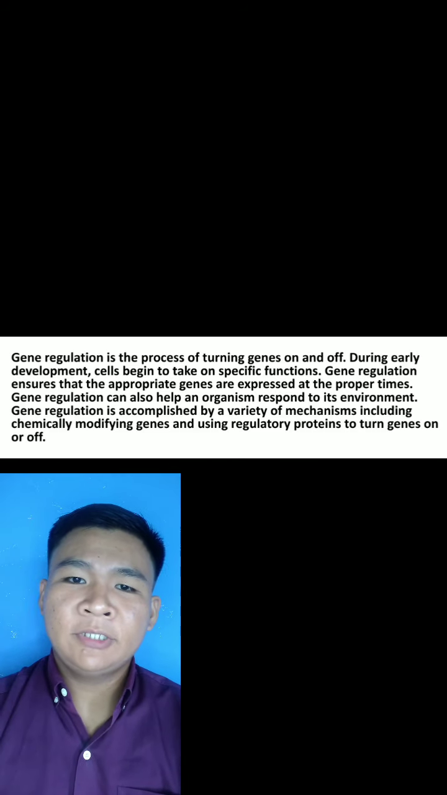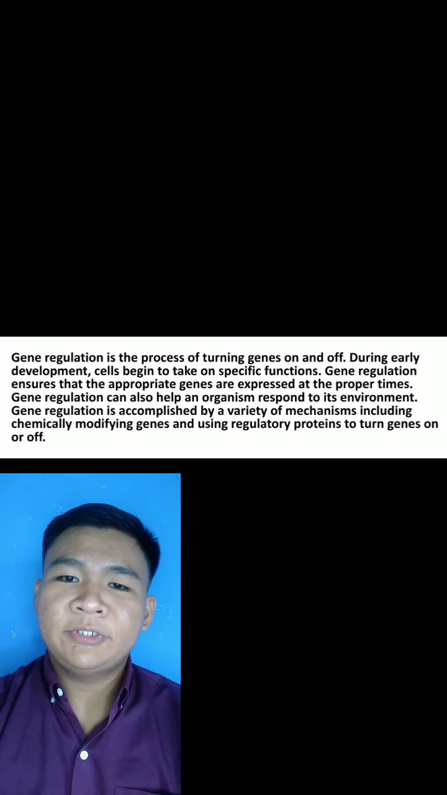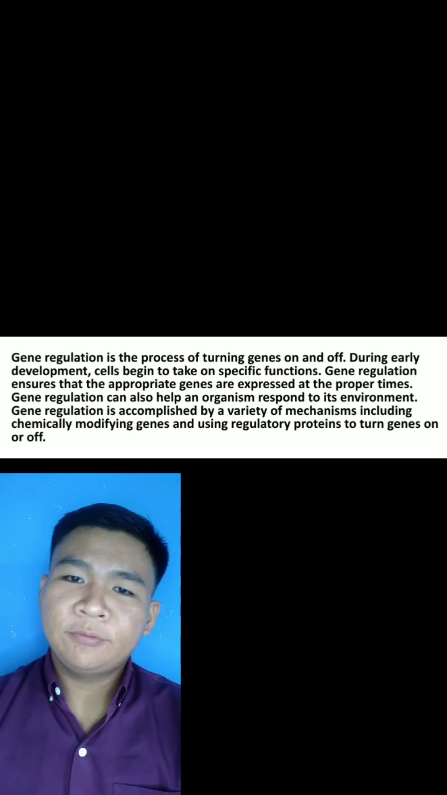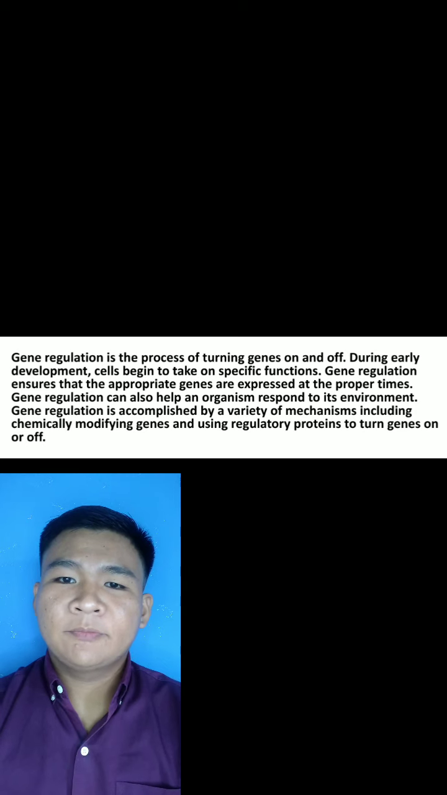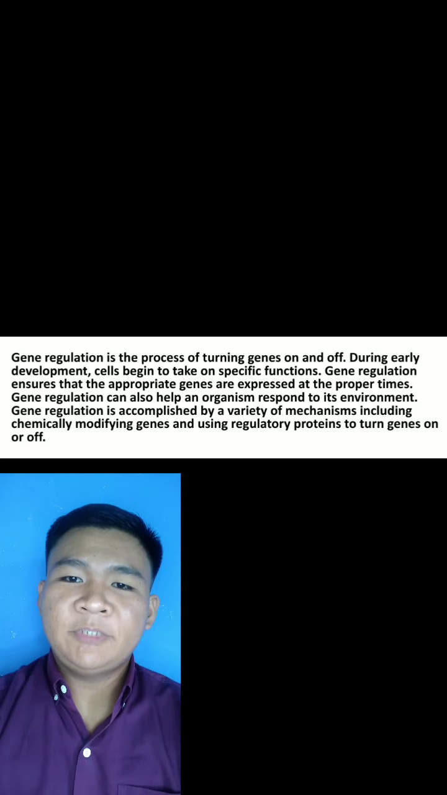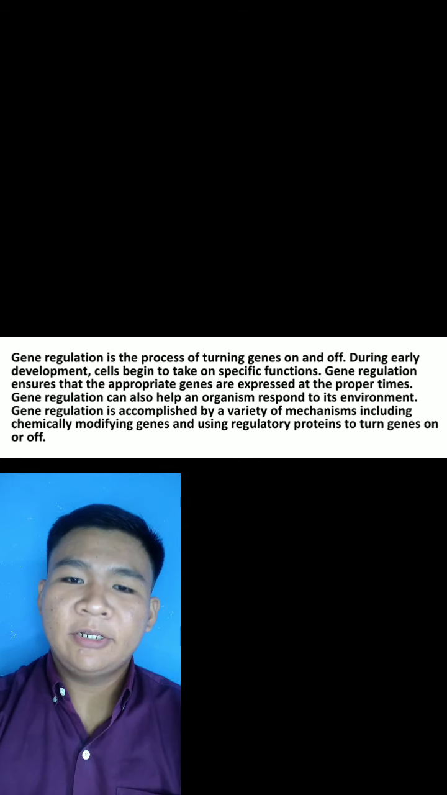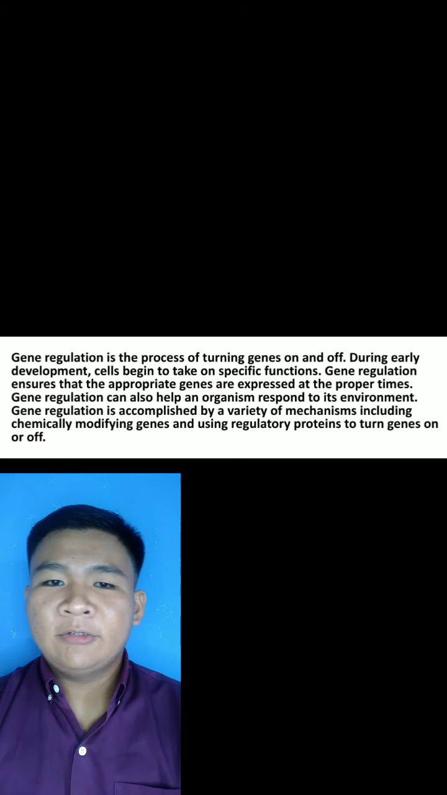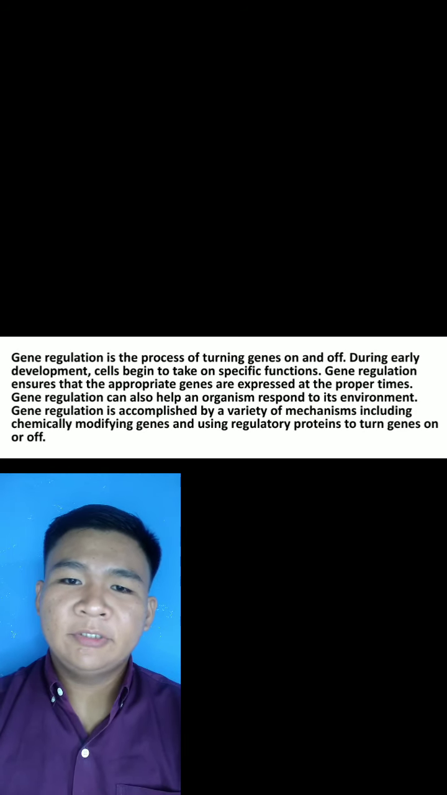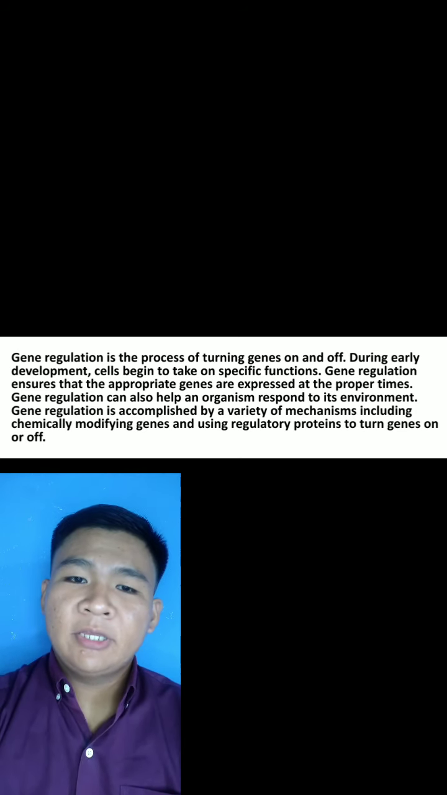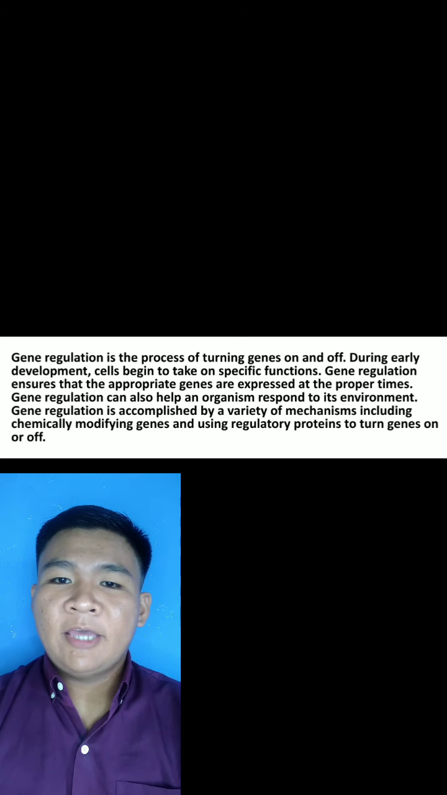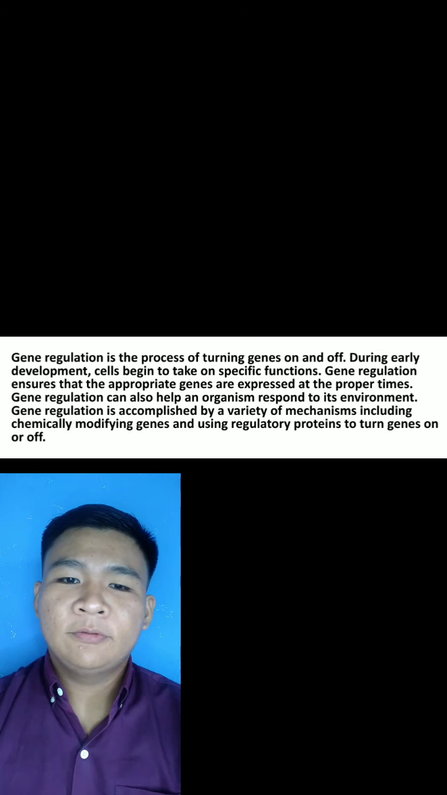Now, gene regulation is the process of turning genes on and off. During early development, cells begin to take on specific functions. Gene regulation ensures that the appropriate genes are expressed at the proper times. Gene regulation can also help an organism respond to its environment. Gene regulation is accomplished by a variety of mechanisms, including chemically modifying genes and using regulatory proteins to turn genes on or off.